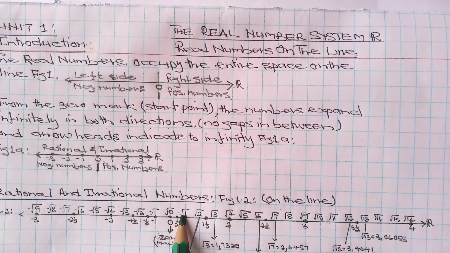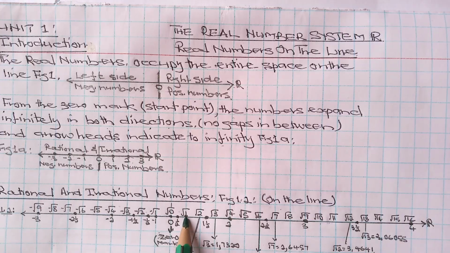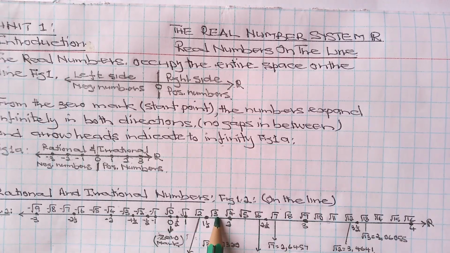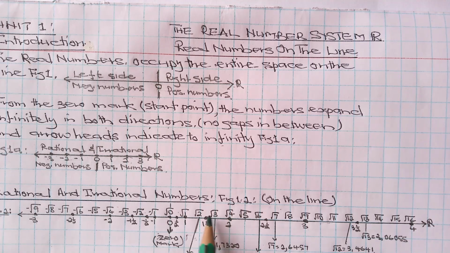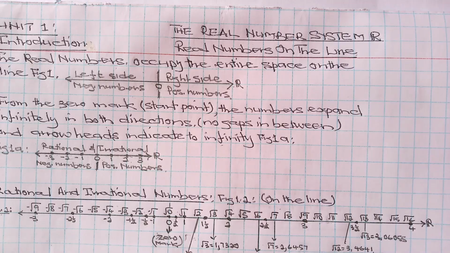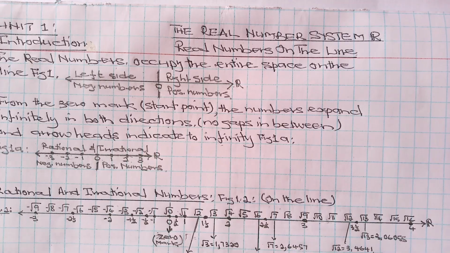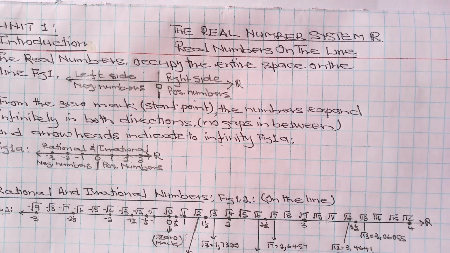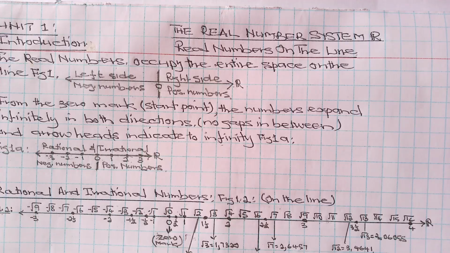You can see that root 1 is 1. That's a rational. Root 2 and root 3 do not have the circles. It means they are irrational. You can see that root 2, if you use the calculator, you get 1.4142, etc. There is no recurring or terminating decimal. If that is the case, like root 3, root 6, root 7, root 12, these are irrational numbers.